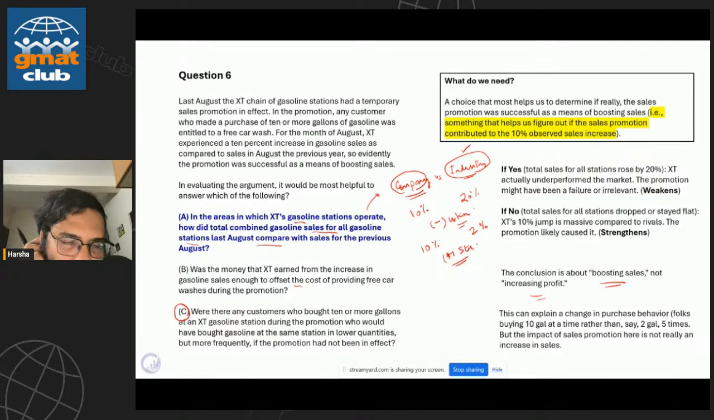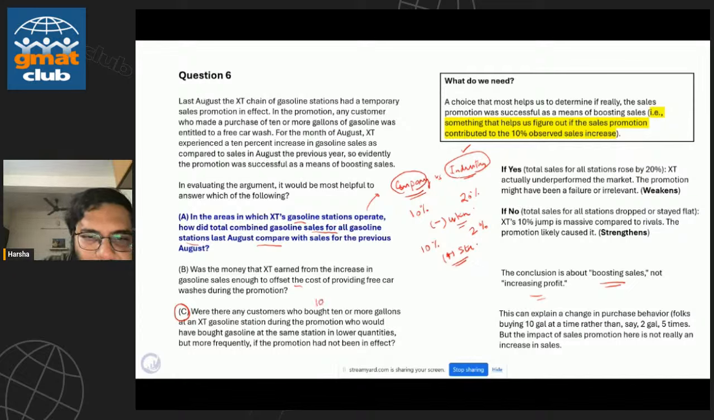Now, what's interesting about C is it's very close to being right. The problem with C is whichever way you look at it, whether you consider the yes case or the no case, it doesn't really suggest to you that the sales promotion actually caused an increase in sales. For example, let's take a simple example.